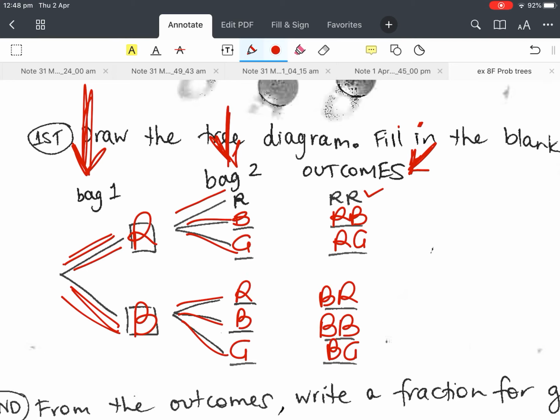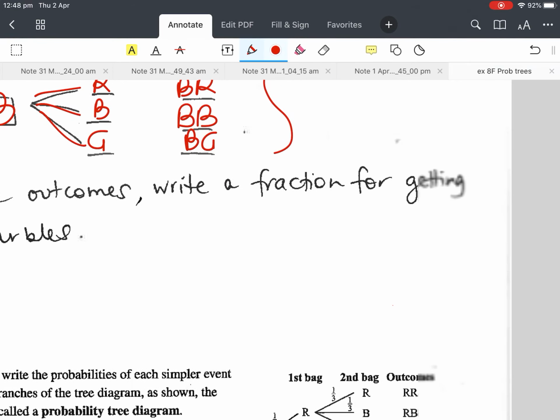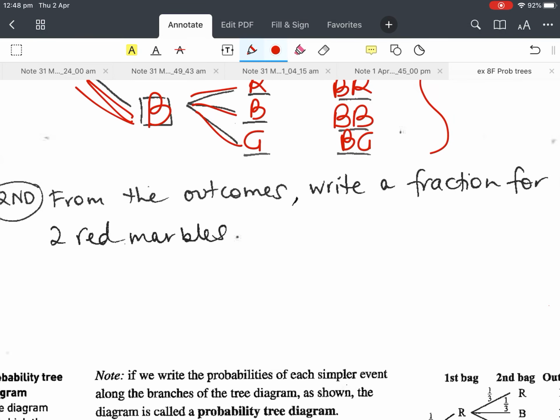So what a probability tree does is it writes out all of the outcomes for you in an even manner so that you don't miss any of the outcomes. Sometimes if we just try to write them down from our heads, we tend to miss some. Now these are all the outcomes, so you now know straight away what all your answers are possibly going to be. From there, you're probably going to be asked to answer a question. So here, from the outcomes, write a fraction for getting two red marbles.